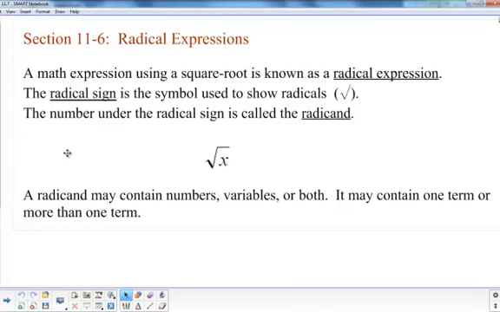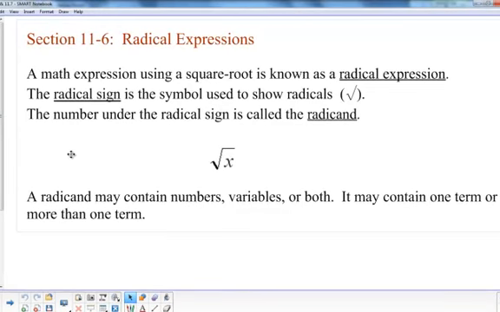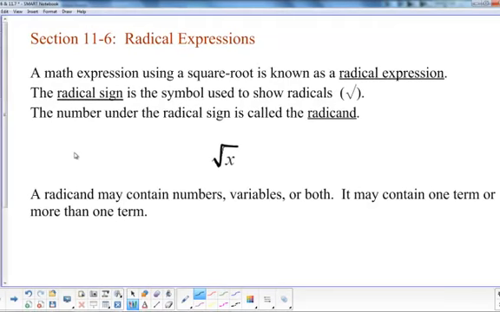Right, tonight we're going to do two sections, 11.6 and 11.7. We're going to focus on simplifying these radical expressions, and a radical is just a square root. So this is called a radical sign right here. So just like last night, any equation with a square root of x is a radical expression.